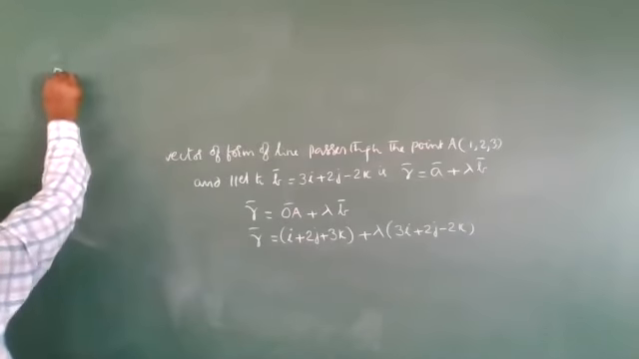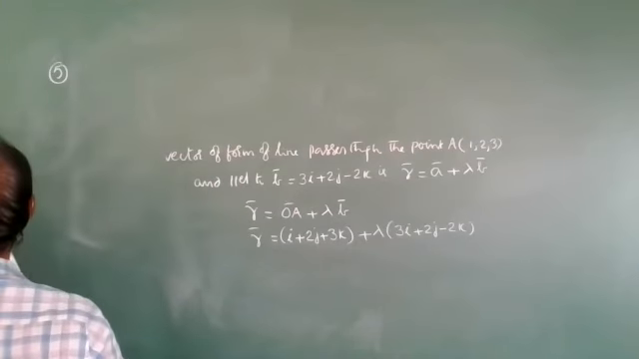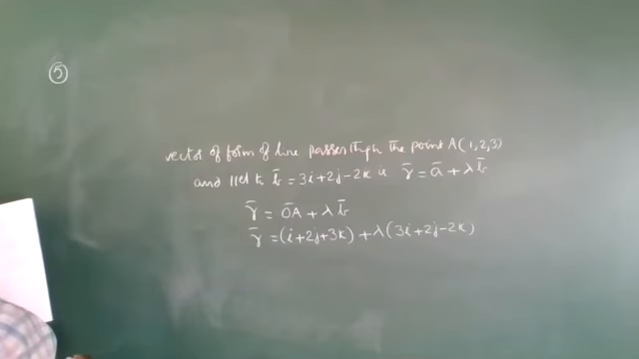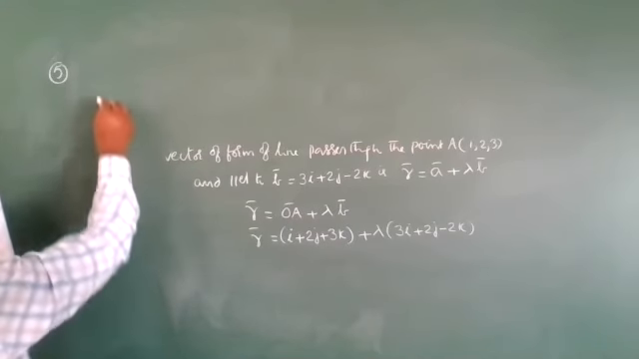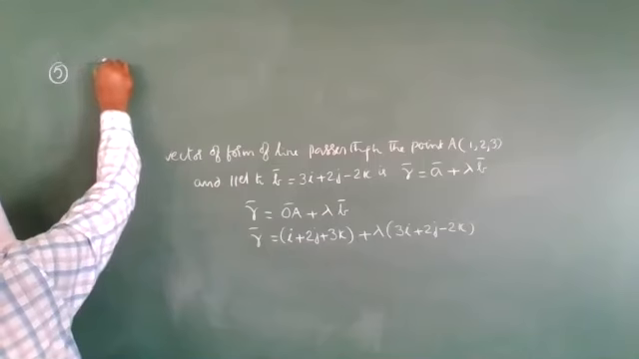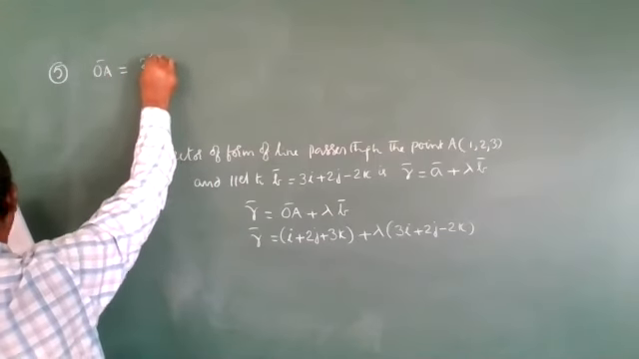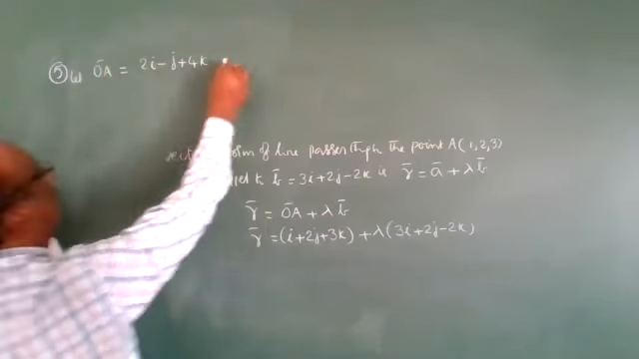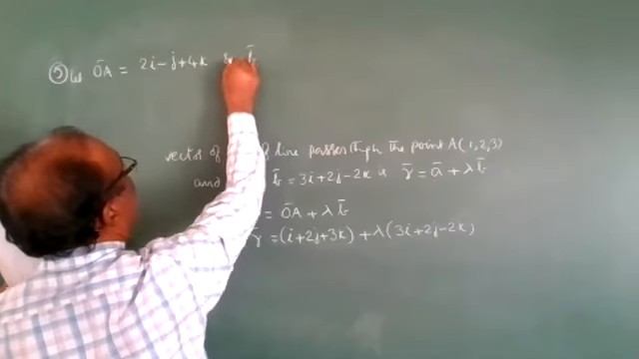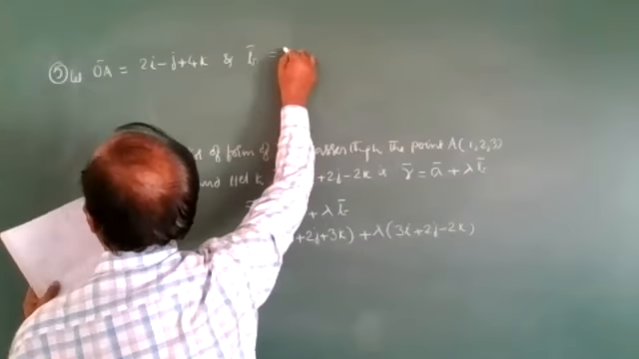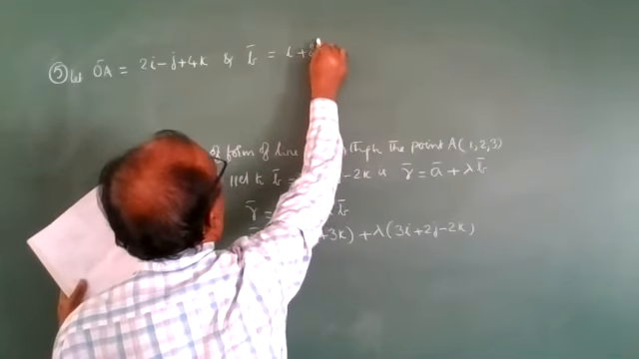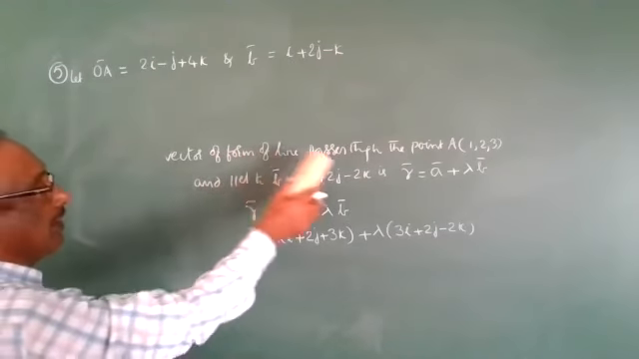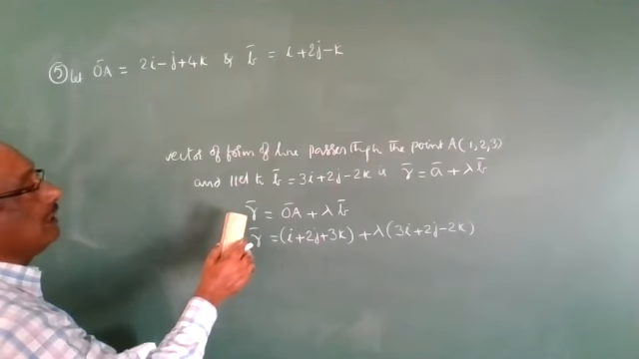Right, fifth problem. What is given? Find the equation in vector form and Cartesian form. It passes through the point OA bar, which is given by 2i minus j plus 4k, and is parallel to the vector B bar. What is B bar given by? I plus 2j minus k. Same direction means parallel. First write down the vector form of the equation.